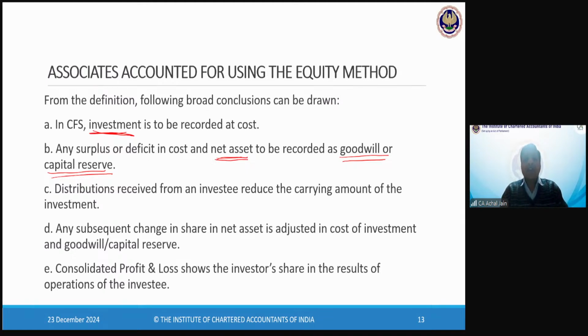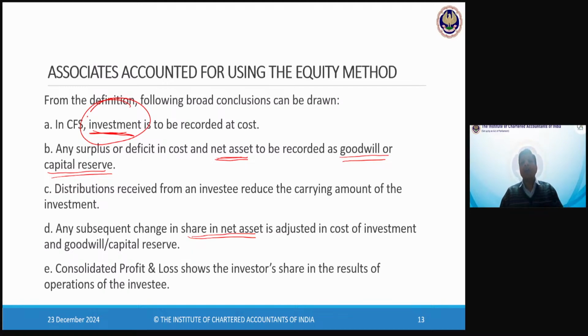And any corresponding changes in the net assets year on year, what is going to be the treatment in respect of that? That is something you will keep adding to the investment with which you begin. So this is briefly the approach which is required to be considered in respect of the investor and the investee, wherein the investor-investee relationship is that of associate.